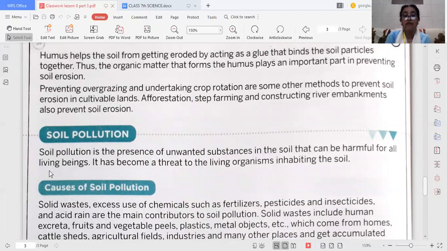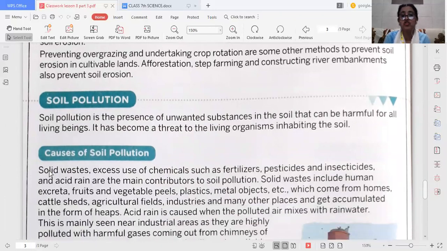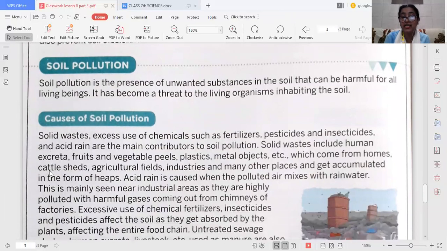Now comes the very important topic, that is soil pollution. What is soil pollution? Soil pollution is the presence of unwanted substances in the soil that can be harmful for all living beings. That is soil pollution. Now, what are the causes of soil pollution? Obviously, solid waste, the excess use of chemicals like fertilizers, pesticides, insecticides, fungicides, and acid rain contribute to soil pollution.